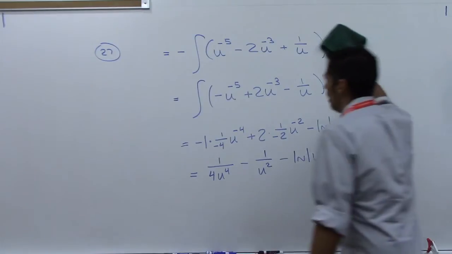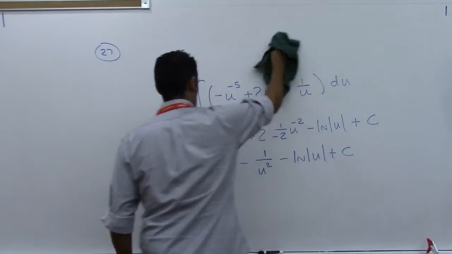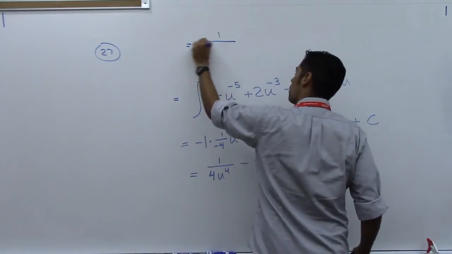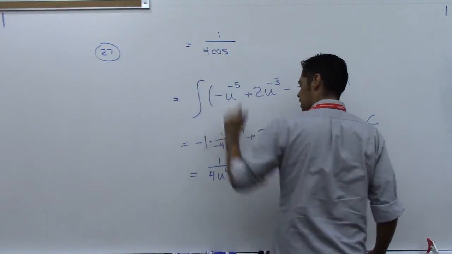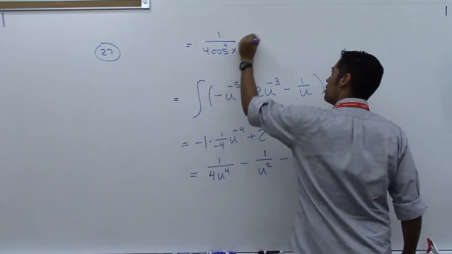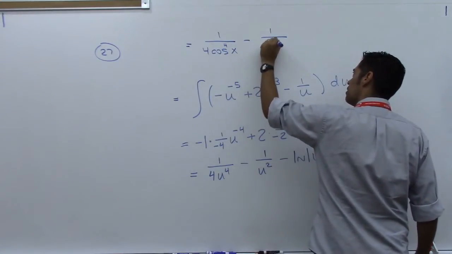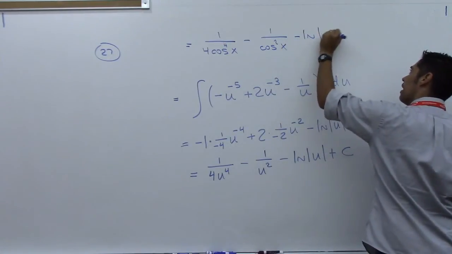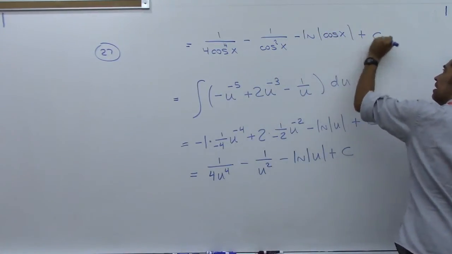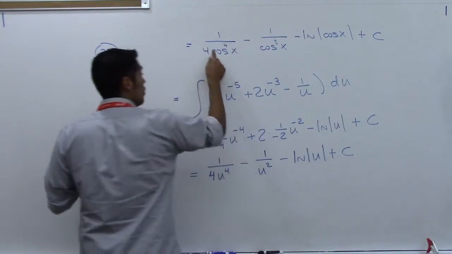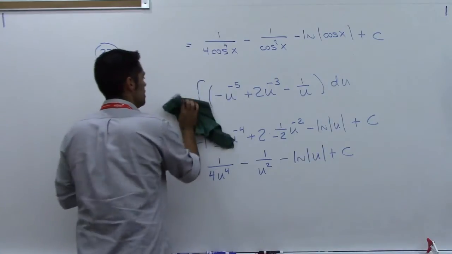So let me rewrite this. So here we get 1 over 4 cosine to the fourth x, and then minus 1 over cosine squared x, that's this, and then minus natural log of the absolute value of cosine x plus c. And we could go one more step because 1 over cosine is secant.